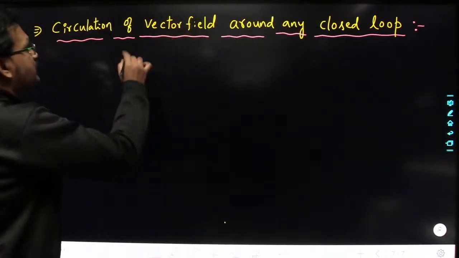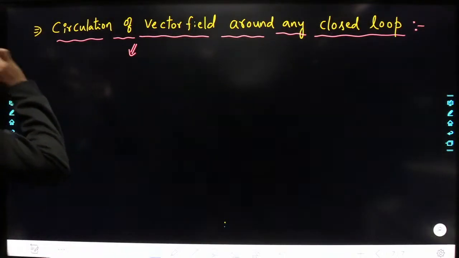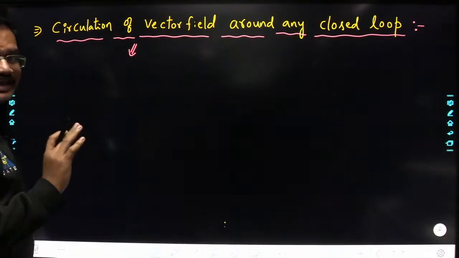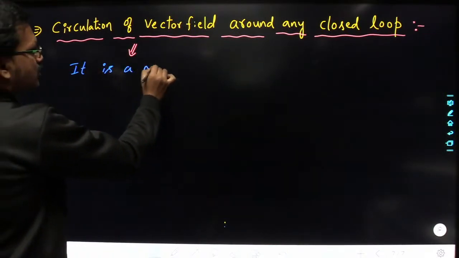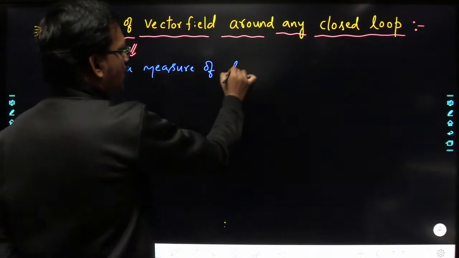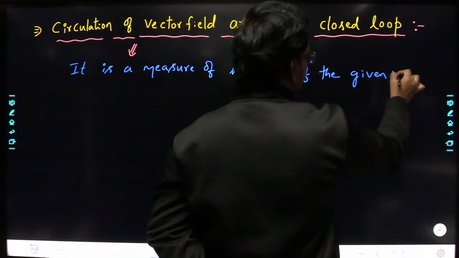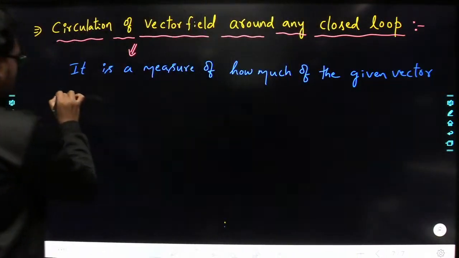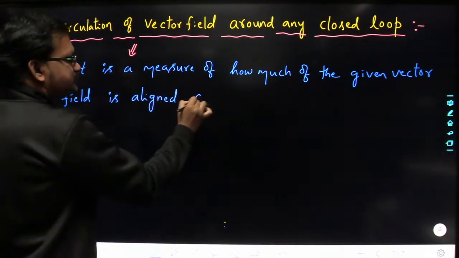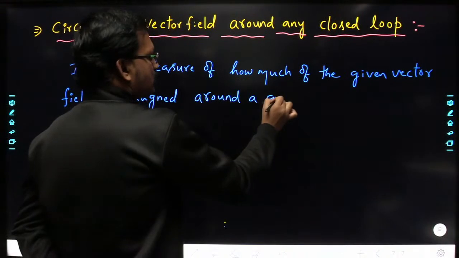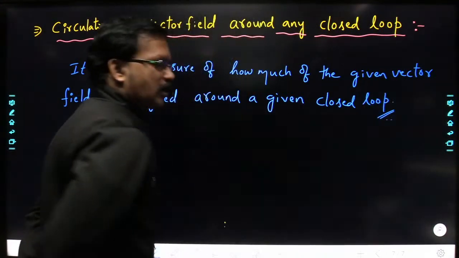Okay. So what do you mean by this here? Circulation of vector field around any closed loop. What do you mean by this? So that means you are determining how much of the given vector field is aligned around the given closed loop. So it is nothing but a measure of how much of the given vector field is aligned around a given closed loop. So that's what we mean by circulation of the vector field around any closed loop.